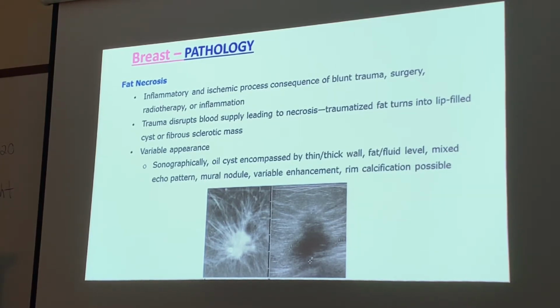Guys, as far as the appearance goes, I'm telling you, I may have some of them, but I'm not going to have you memorize every single appearance. Most importantly, I want you to know the definition. What exactly is fat necrosis? What is a Mondor cyst? What is a sebaceous cyst? Okay?